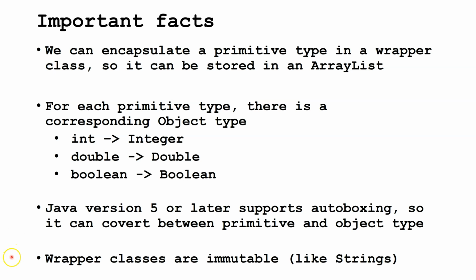Wrapper classes are immutable, like strings. That means we can't change the data on the heap. However, we can make the reference variable point to a new object on the heap.